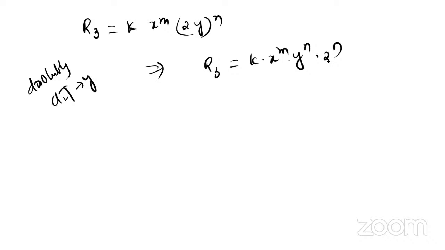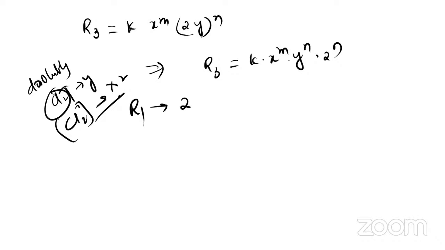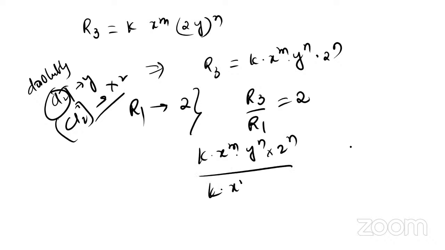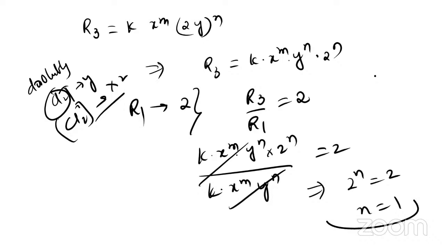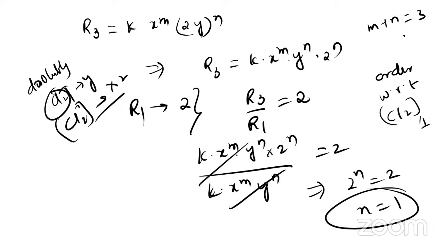But he is saying that doubling the Cl2 concentration alone only doubles the rate. What is it saying? The rate is only doubling. So initial rate is R1, it is becoming doubled when the concentration of Cl2 is doubled. When the concentration of Cl2 was doubled, how much did the rate become? Only double. So if I take R3 by R1, it is 2 times. So you can simply write K into x^m into y^n into 2^n divided by K into x^m into y^n. All this will cancel, so 2^n is equal to 2. So n value will become 1. So you found the order with respect to Cl2 will become 1. So obviously you know m+n value is 3. If your n value is 1, then ultimately m value will become 2.